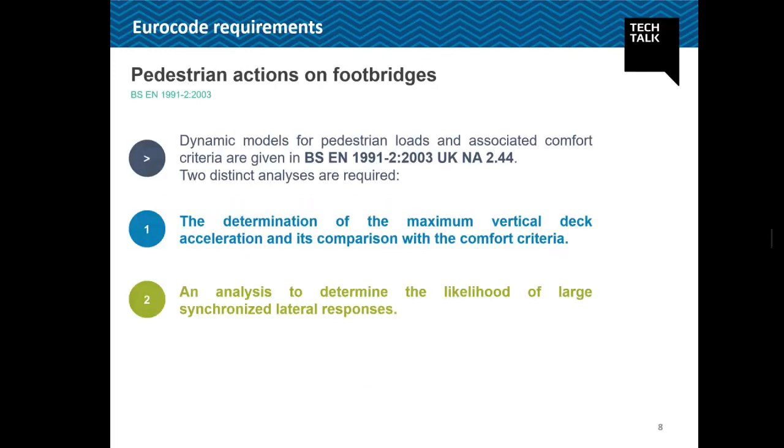Moving on. The pedestrian action on footbridges. What are the things we need to check while doing the dynamic analysis of the footbridge? In Eurocode 1991-2, UK National Annex 2.44, two distinct analyses are mentioned. One is to determine the maximum vertical deck acceleration and its comparison to comfort criteria, and the second is to determine the likelihood of large synchronous lateral response. We will take a look at when we need to go for these two types of analysis, and discuss this in more detail.